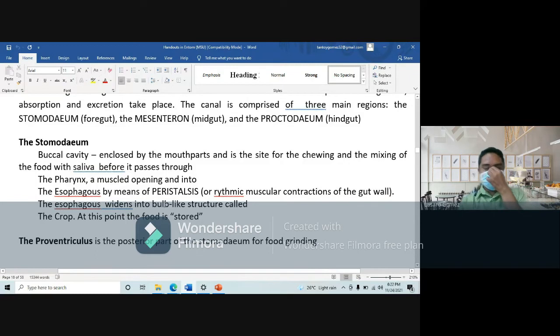Okay, then the esophagus widens into a bulb-like structure called the crop, and at this point the food is stored. So dito sa iyang crop magpundo ang pagkaon. Dili na idiretso padulong sa kuan. Wala may stomach ang insect nga pwede niya ipundo ang mga pagkaon. So just like the birds, naa siya crop gihapon.